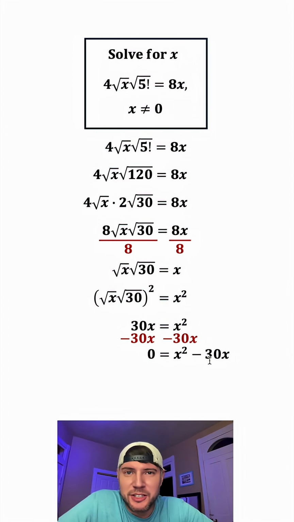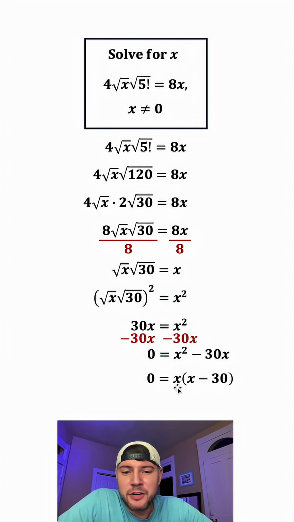Each of these terms contains an x, so let's factor out an x. And then on the inside, x times x gives us x squared. And then we're going to subtract x times 30 to give us negative 30x. So this is the same thing as this. Anytime you have two things multiplied to give you 0, it'll be true if either one of them is equal to 0. That means either x is equal to 0 or x is equal to 30.